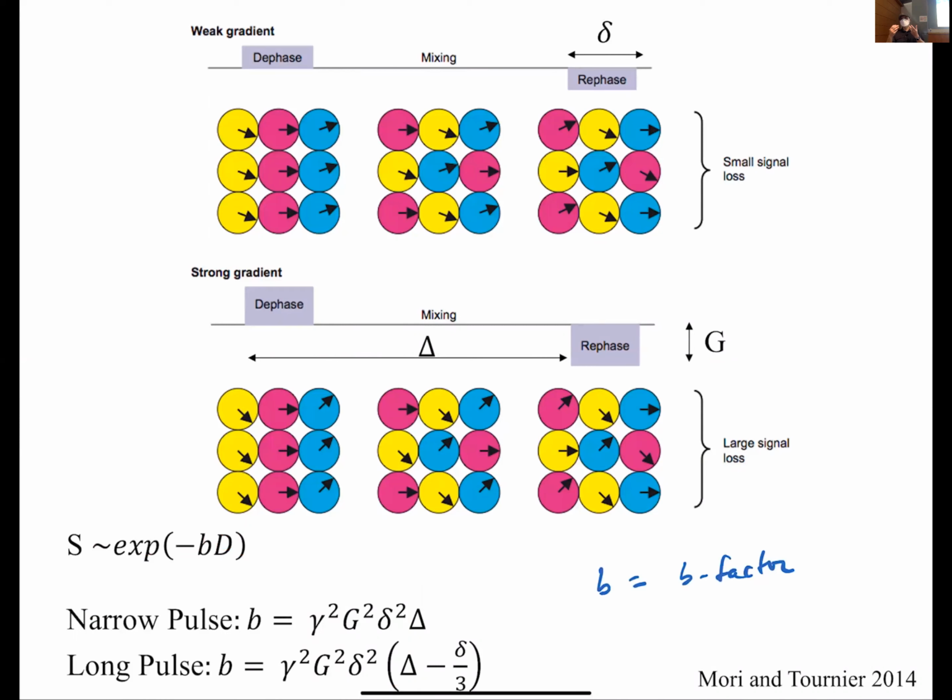So I want to make that B factor big enough such that I get interesting decreases in my signal. If I make it too big, then everything's going to cancel out, and then I'm not going to get a good image. So part of it is picking your B factor. Typically, people might pick B of like 500 or 1,000 is typical.